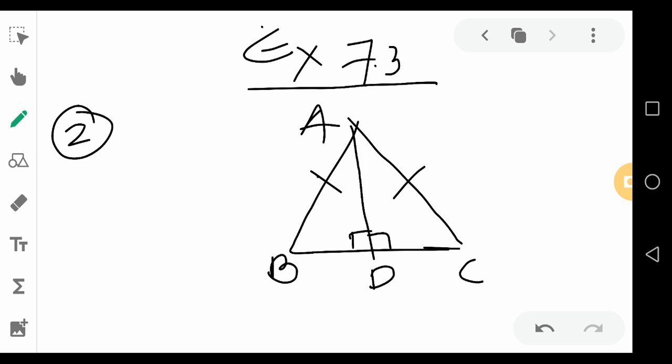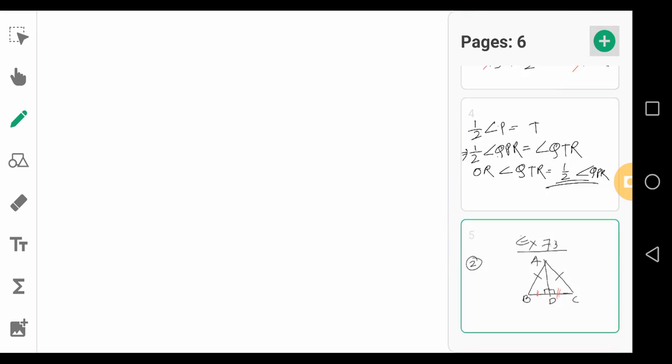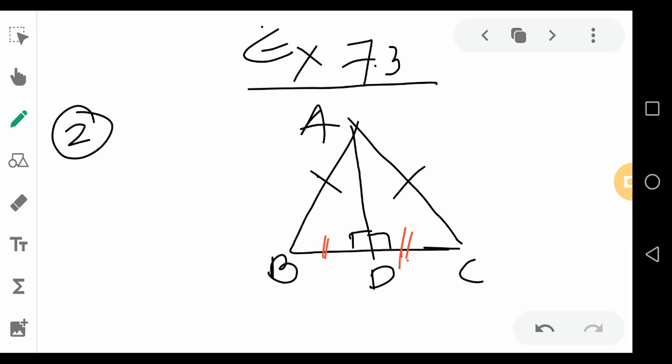Now we need to prove that AD bisects BC. That means we need to prove that these two sides are equal. We need to prove that BD equal to DC. Now in triangle ABC, AD is perpendicular to BC and AB equal to AC. To prove that BD equal to DC. Now how can we prove it from triangle ABD and ACD?